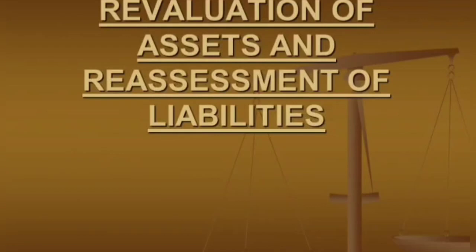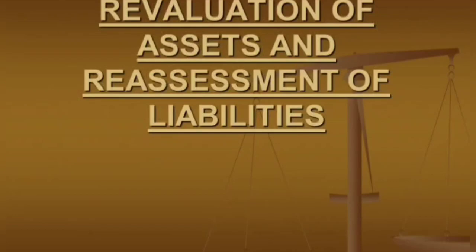What is the meaning of revaluation of assets and reassessment of liabilities? When the profit sharing ratio changes, the relationship among the partners changes. So the assets which were lying in the business before should be considered as per the current date, and you have to evaluate the value of those assets on that particular date, and assess the liabilities which you have to pay to others, and accordingly make the adjustment as per the Partnership Act.